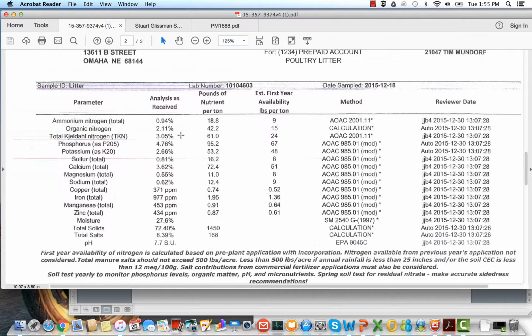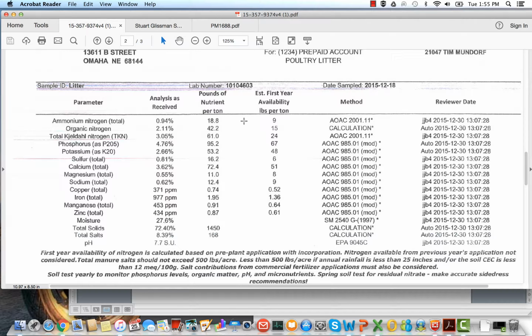So we get up here to our nutrients per ton, and we'll focus mainly on this first year availability. We've got an ammonia number. It's 9 pounds per ton available. The total is 19, so we're assuming some loss here. One of the key things with these solids, with the ammonia: since with the hog manure we are injecting it, we could take full credit for that ammonia. Here with poultry manure, that doesn't normally happen. It's normally spread over the top, so there's going to be some loss.